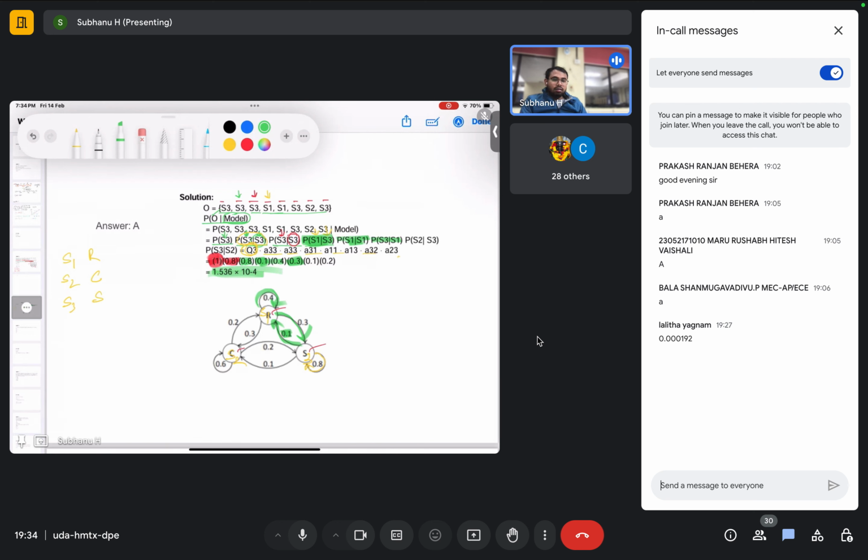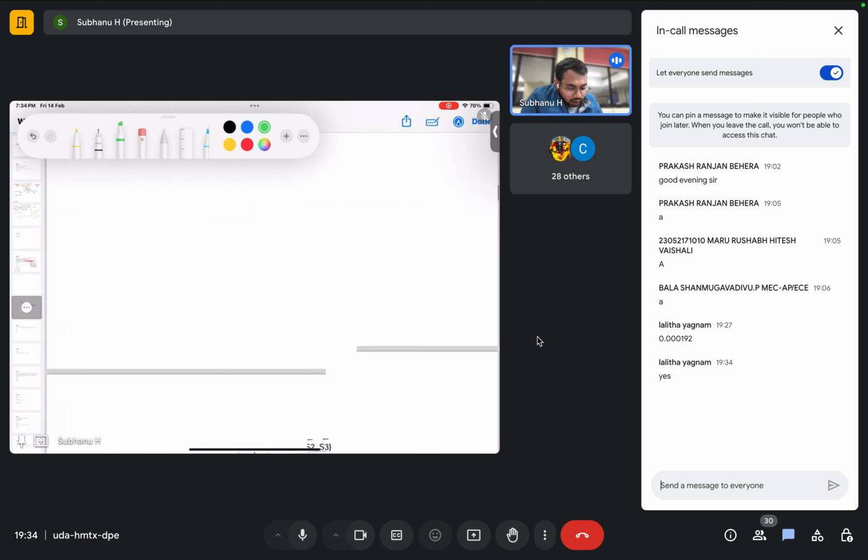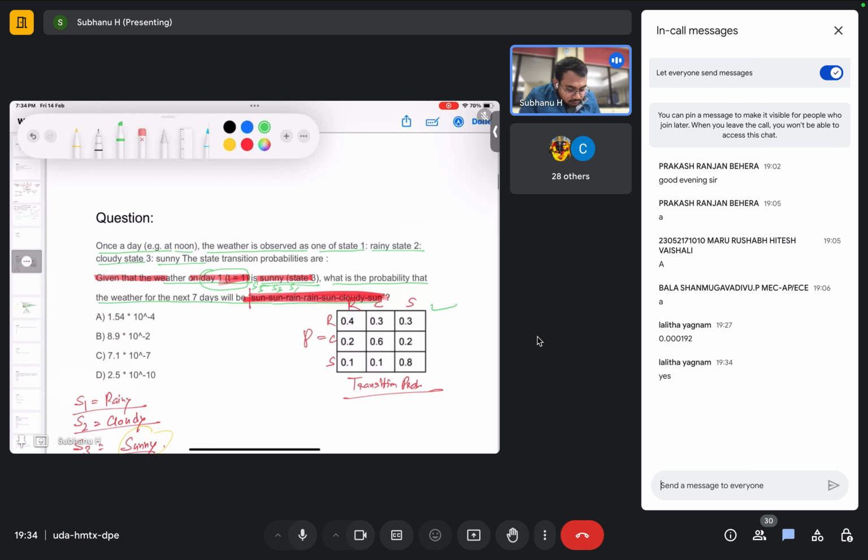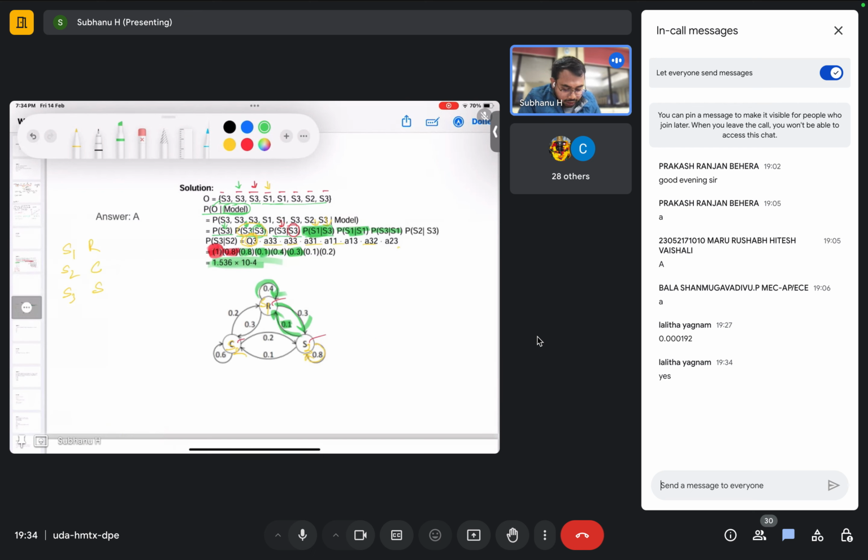I think Lalita, you made this little mistake only. So if you don't think that I am doing the correcting, you can write in the chat box also, like maybe you have done some small mistake. Okay, great. So our correct answer was this one, A. Now we can move to the next question.